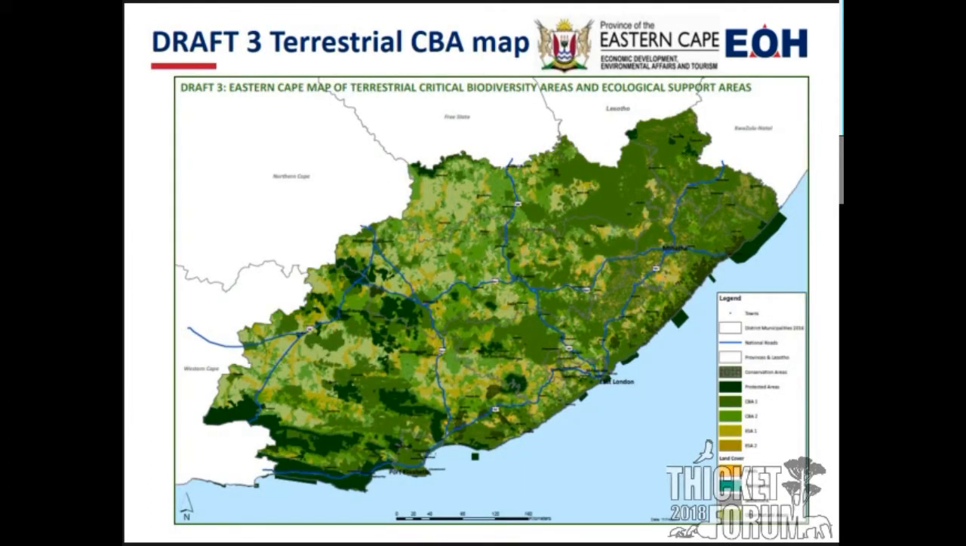So where we are now is the 3rd draft of the CBA Map, which will hopefully be gazetted quite shortly for public review. I'm also happy to share or chat through this. I've got it on my computer, and it's as a PDF, and it takes about 30 seconds to load because of all the information on it. But it will be available on the Department of Environmental Affairs environmental screening website.